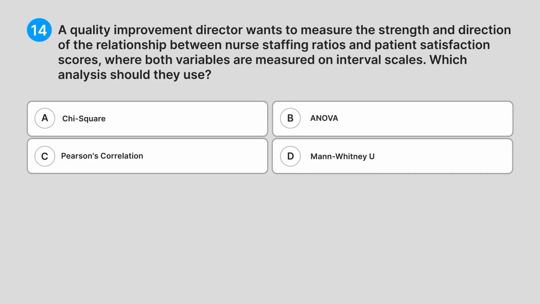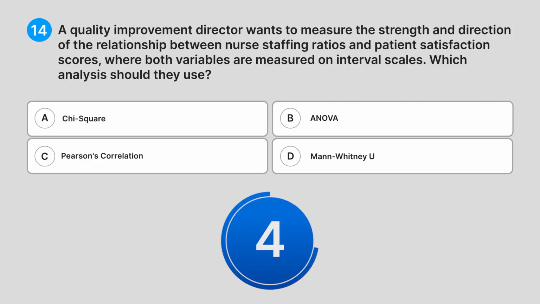14. A quality improvement director wants to measure the strength and direction of the relationship between nurse staffing ratios and patient satisfaction scores, where both variables are measured on interval scales. Which analysis should they use? A. Chi-square. B. ANOVA. C. Pearson's correlation. D. Mann-Whitney U. Do you know the answer?